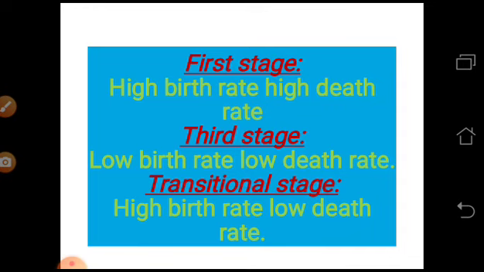The third stage is characterized by developed society, and the first stage is characterized by underdeveloped society. And the transitional second stage is characterized by high growth rate, high birth rate and low death rate, and because of that a population explosion occurs in this stage.